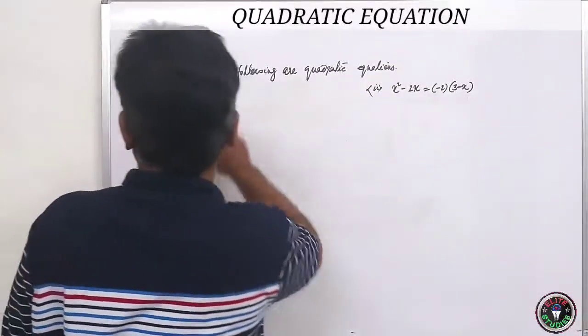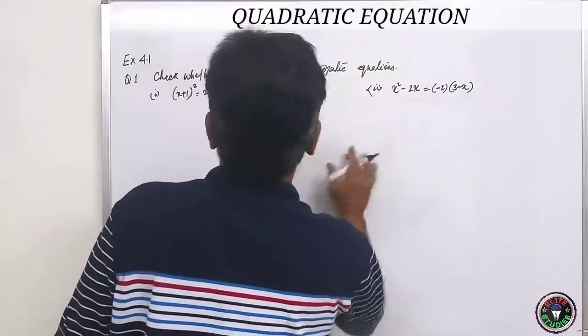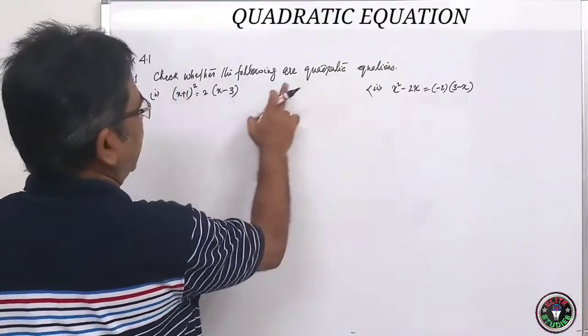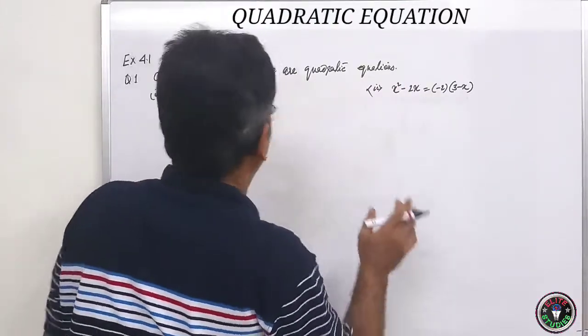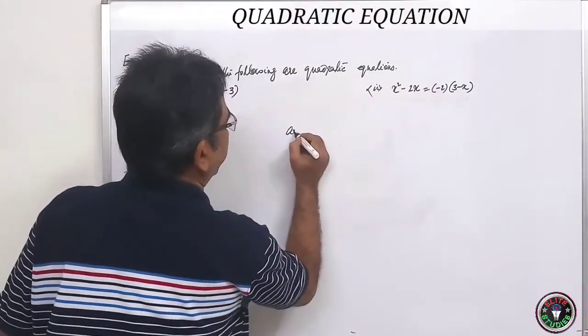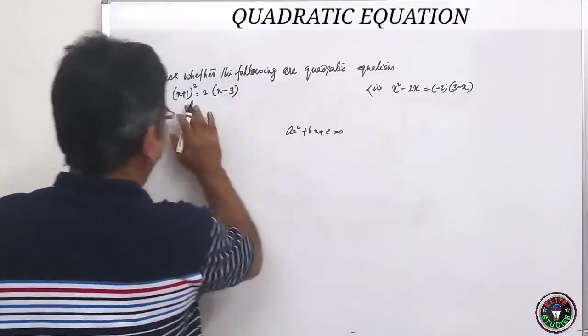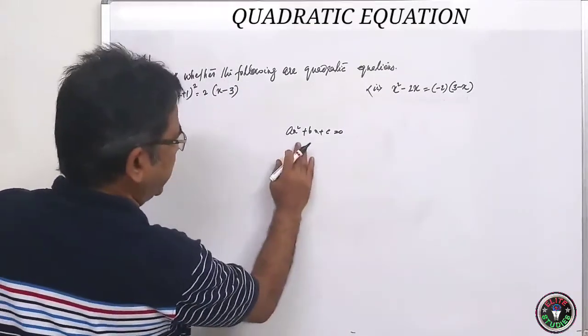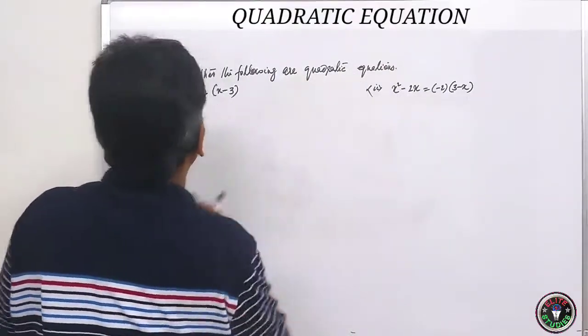Now we'll do exercise 4.1, question number 1. Let us see these first two questions. What is the question? Check whether the following are quadratic equations. As I told you, if this is to be quadratic, it should be written as ax square plus bx plus c is equal to 0. If this equation can be converted into this type, then we can say that it is quadratic. Let us see. It's very easy.